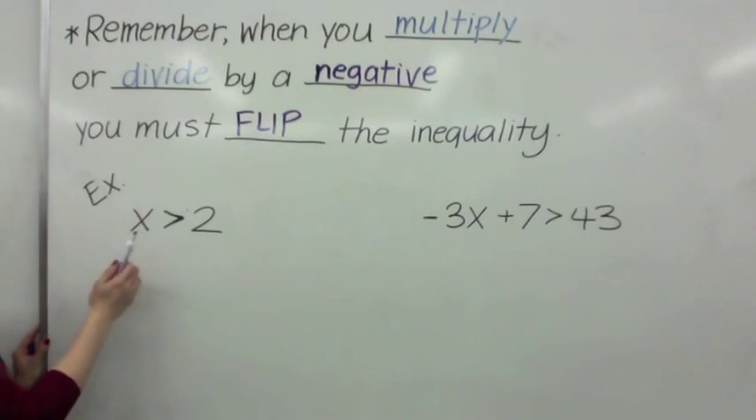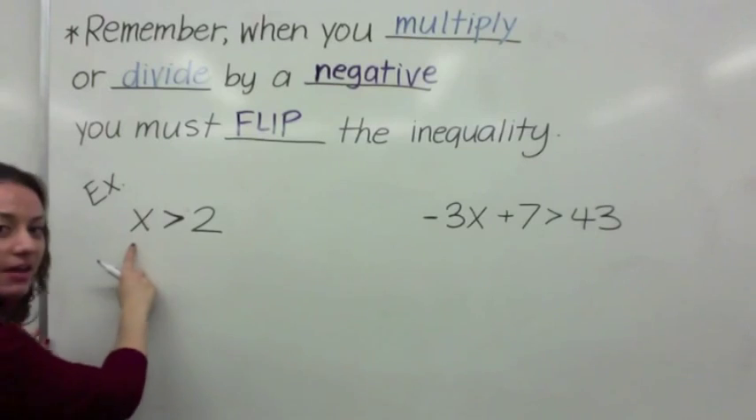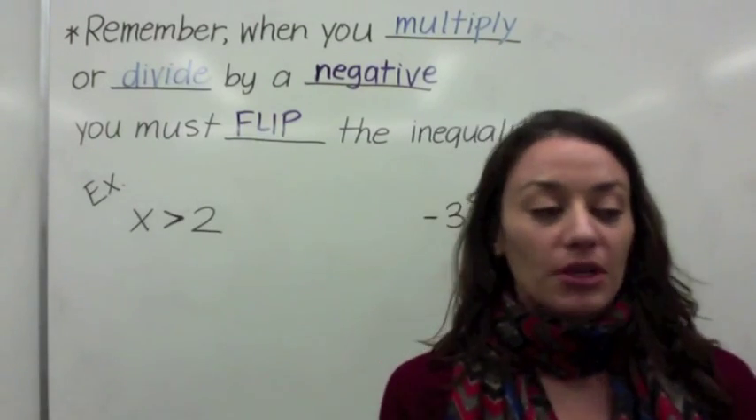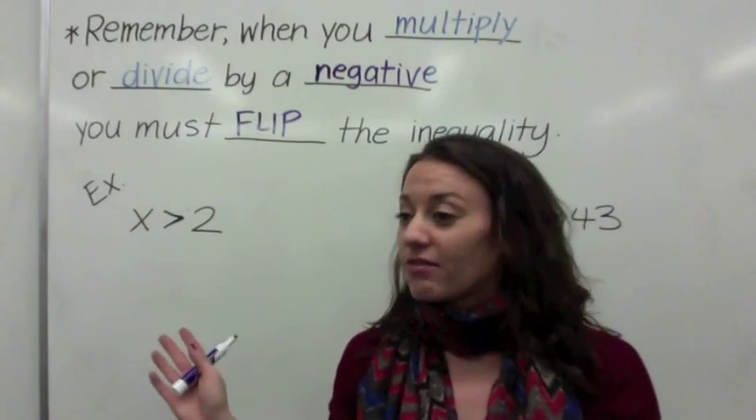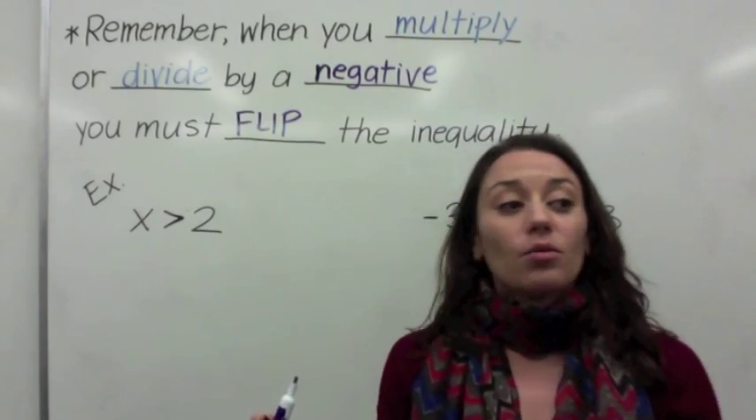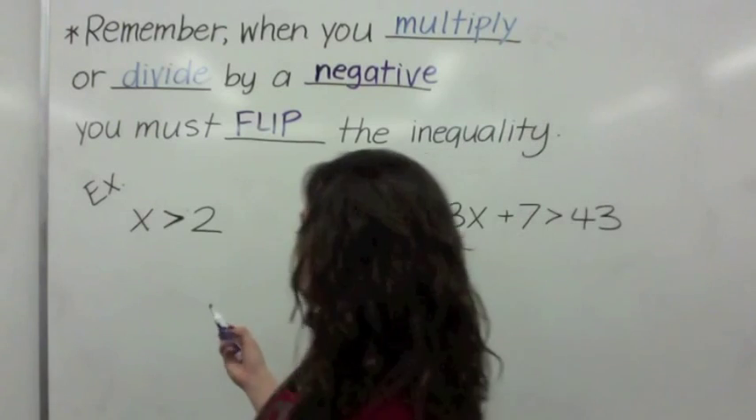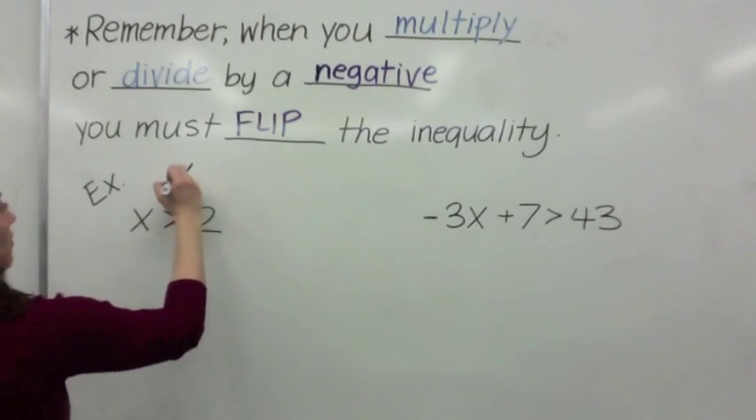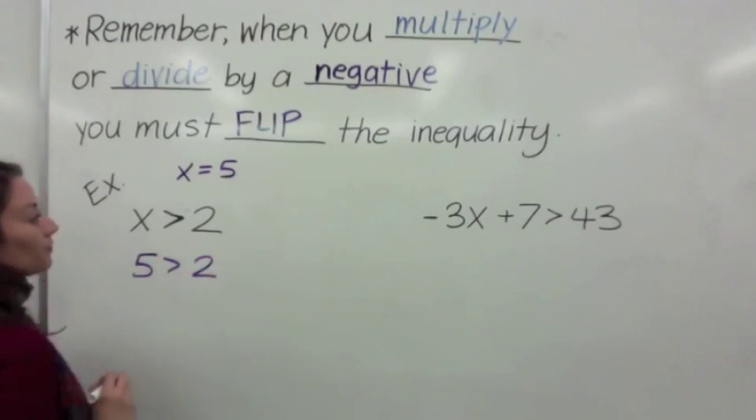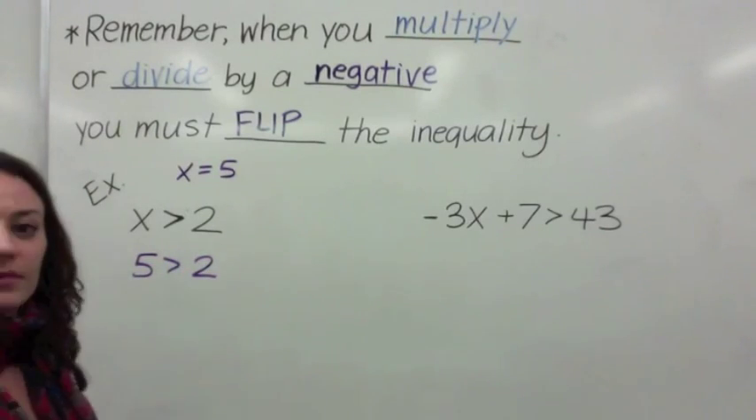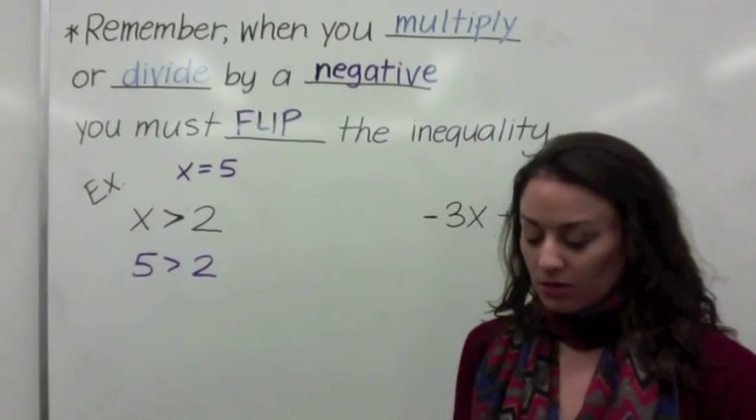Just to show you as an example one more time. If x was greater than 2, give me a value for x that is greater than 2. Give me any value, whatever it is. Why don't we say 5? Okay, let's say x is 5, all right? Is 5 greater than 2? Is it greater than 2? Absolutely, it is greater than 2.